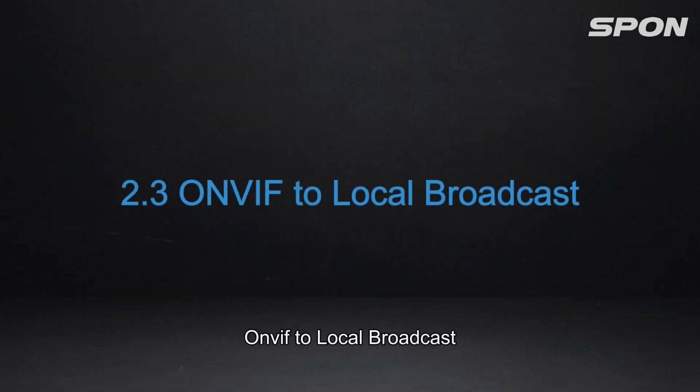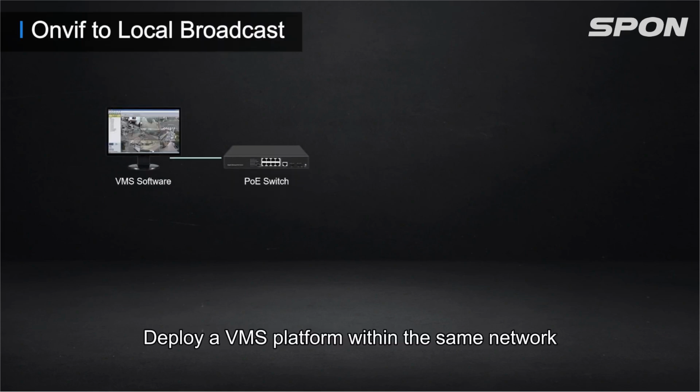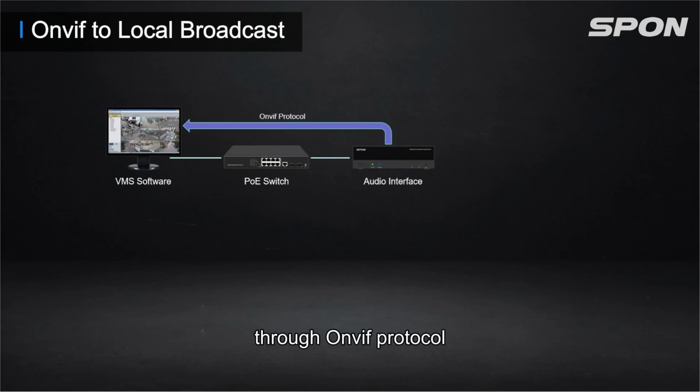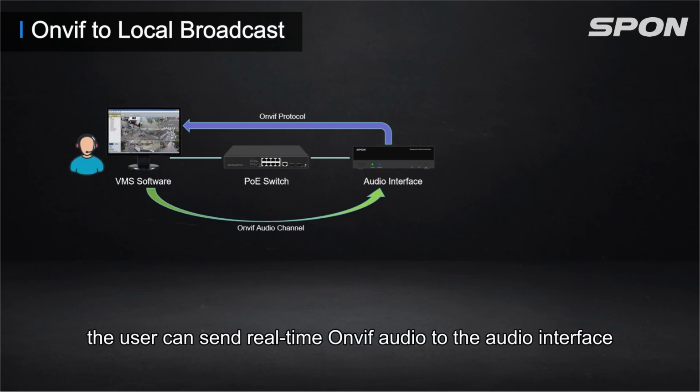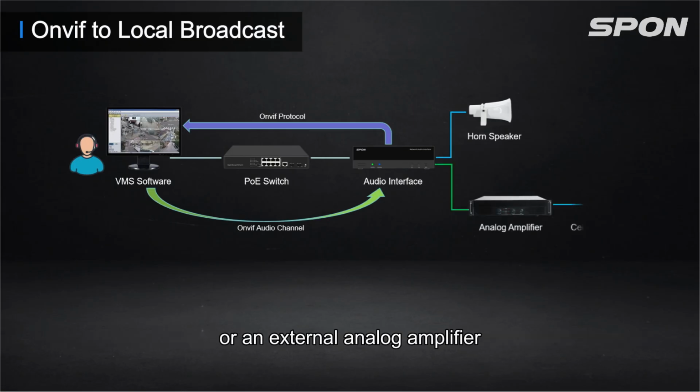On-lift to local broadcast. Deploy PO switches in the local network. Deploy a VMS platform within the same network. Connect and configure the audio interface to the VMS platform through the on-lift protocol. On the VMS platform, the user can send real-time on-lift audio to the audio interface. The sound will be decoded and then output through the analog speaker or an external analog amplifier.